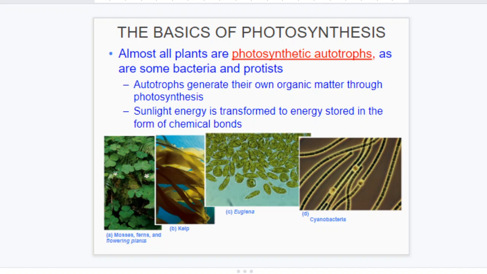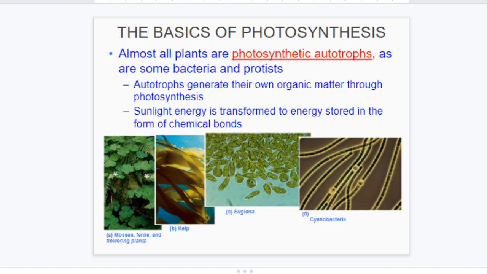So here's a few basics of photosynthesis. Almost all plants are what we call photosynthetic autotrophs, as are some bacteria and protists. Autotrophs, big idea here: autotrophs generate their own organic matter through photosynthesis. So they make their own food, okay? That's why we call them auto. They're on autopilot and they just make their own food.